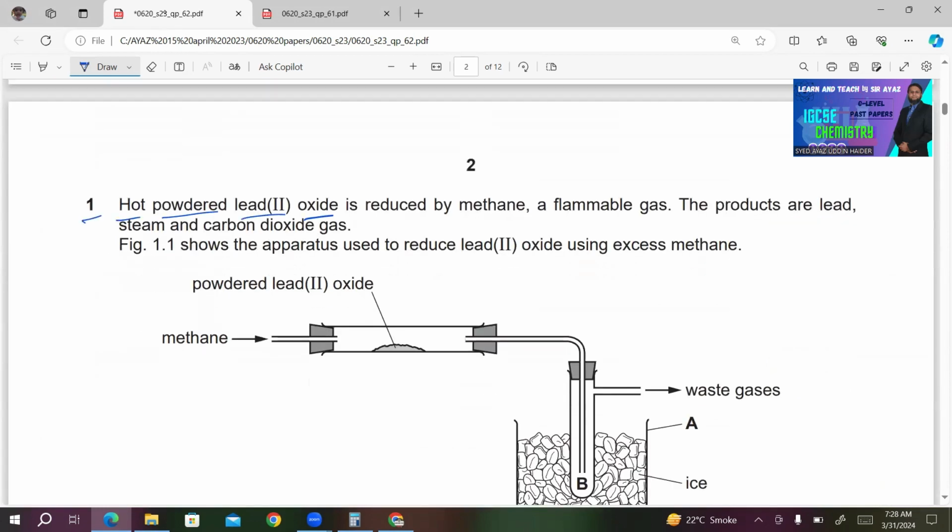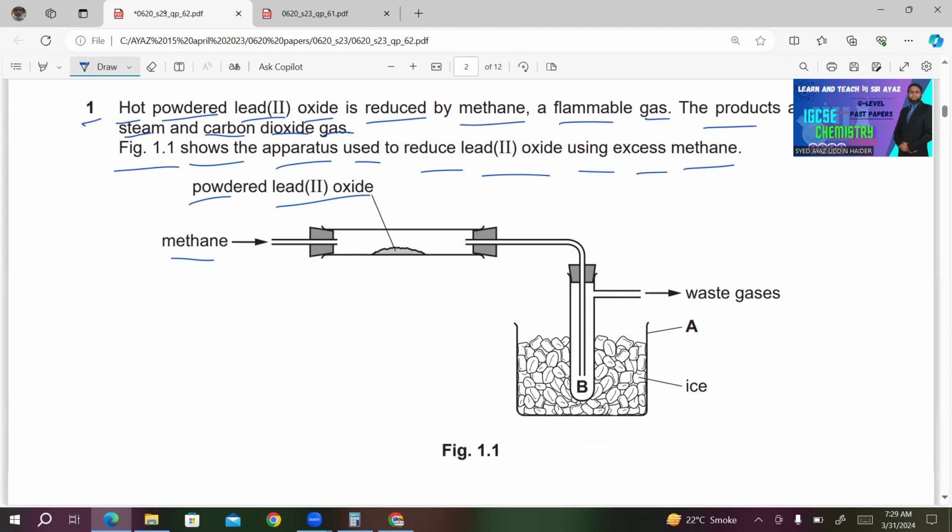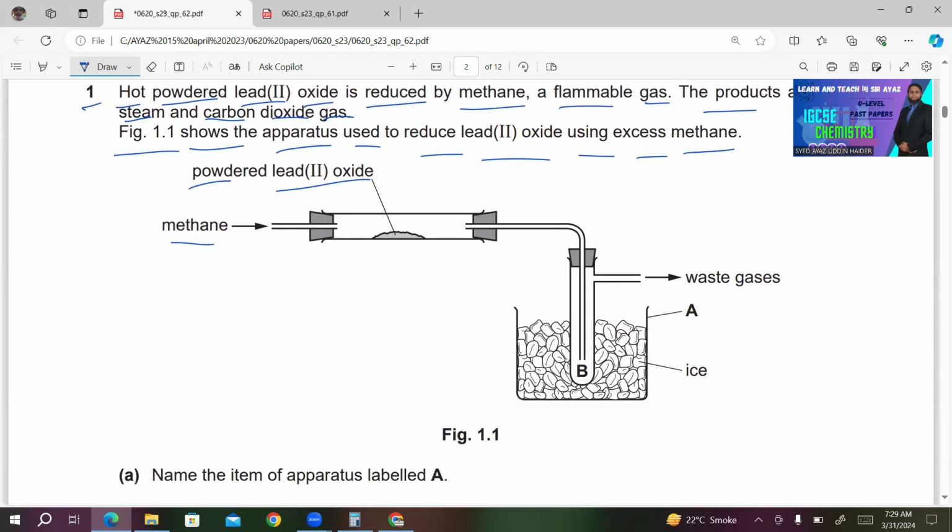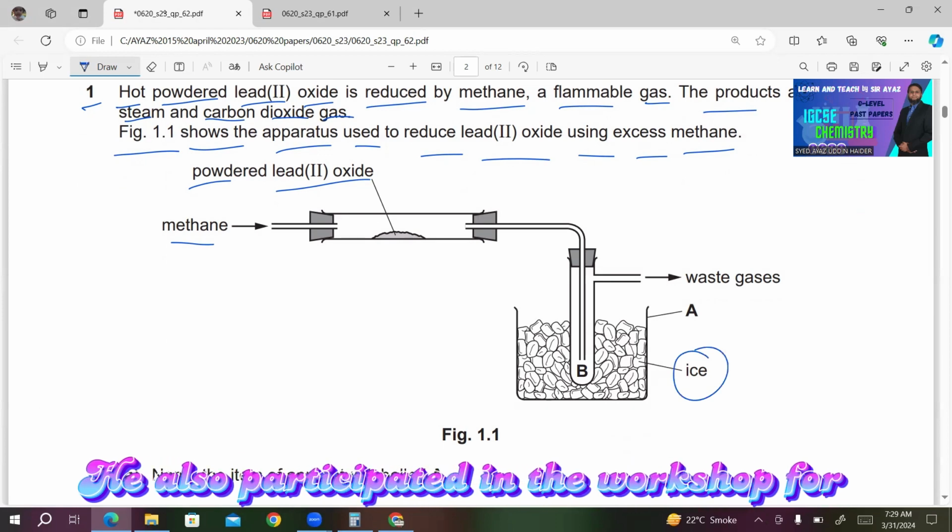Hot powdered lead oxide is reduced by methane, a flammable gas. The products are lead, steam, and carbon dioxide gas. Figure 1.1 shows the apparatus used to reduce lead oxide using excess methane. Here we have powdered lead oxide, and there is methane gas coming from the left hand side. Any gases produced will be collected in this ice-containing container, container A. Waste gases are removed on the right hand side.